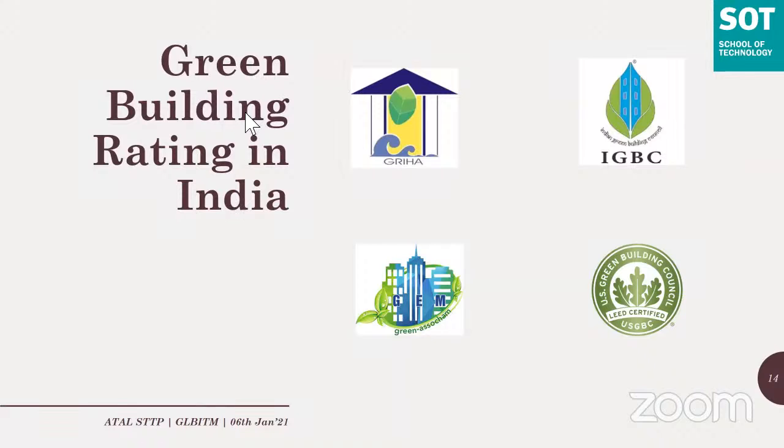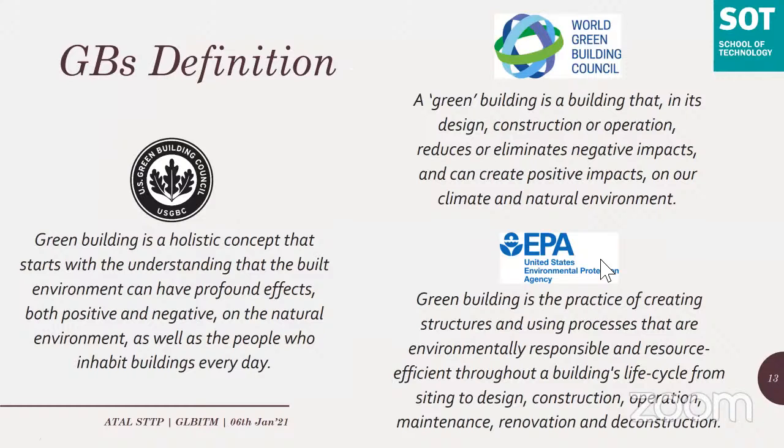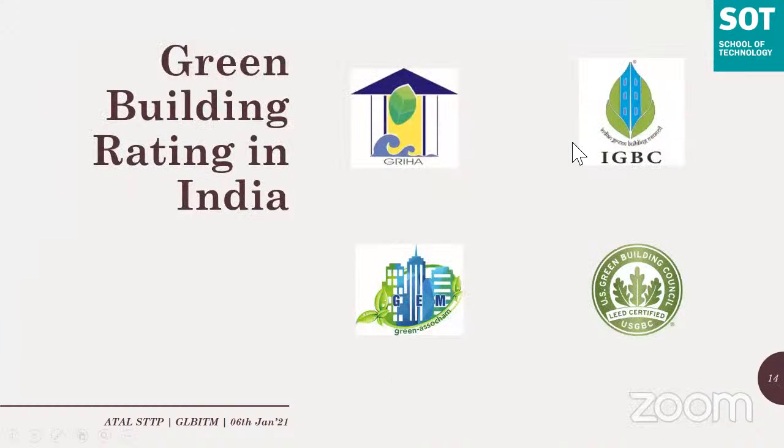So any rating system will consist of a predefined set of criteria that relate to design, construction, and operation. Means all the things that were outlined in the definitions. Right? In India, there are predominantly four rating systems.